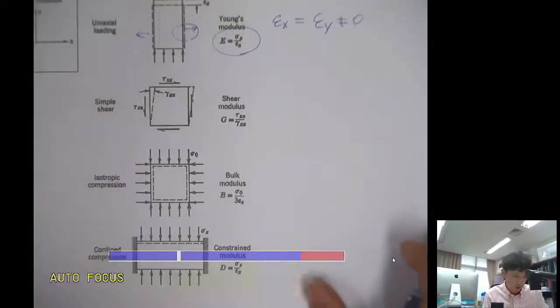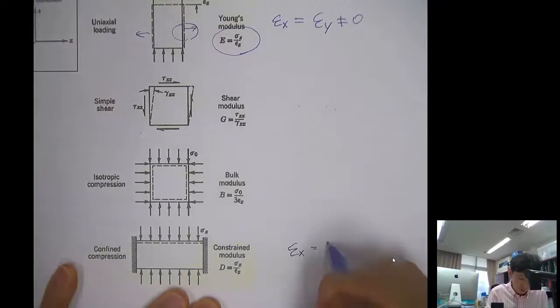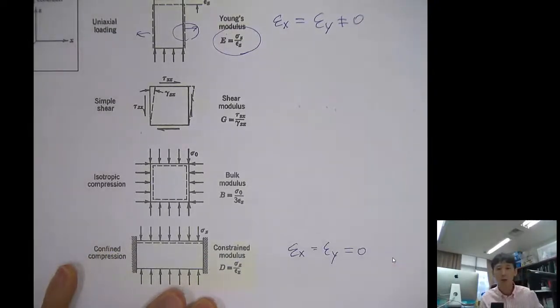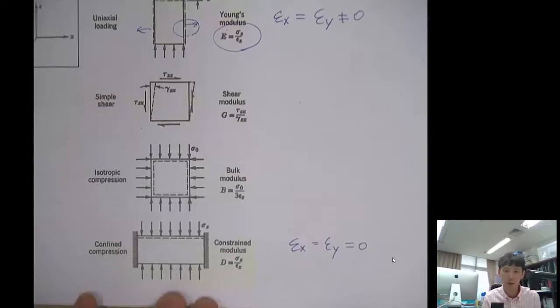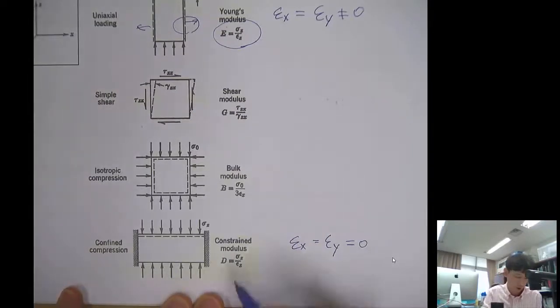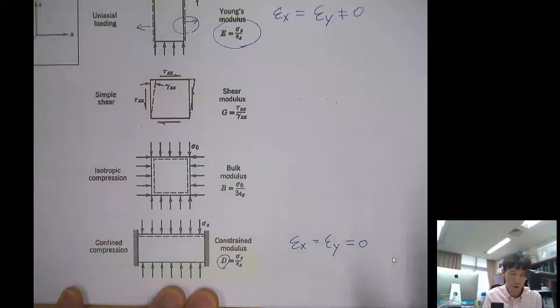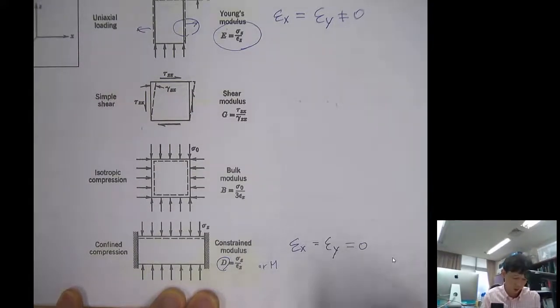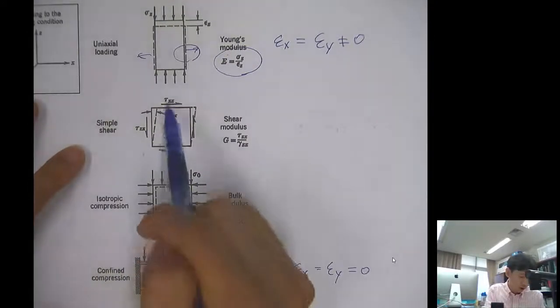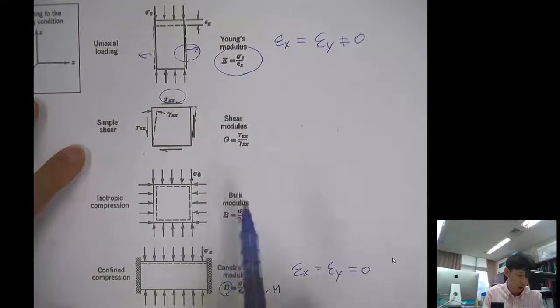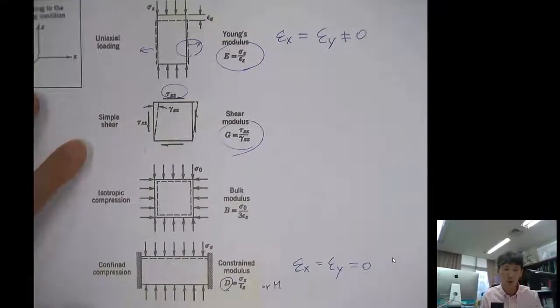On the other hand, if the lateral deformation epsilon x, epsilon y is confined, so if it's 0, so it doesn't allow any lateral deformation, then the constraint modulus can correlate the sigma z and epsilon z. And here they used D. Sometimes people use M or D. So this is the case where we apply the oedometric loading. Simple shear, when you apply the shear stress like this, tau zx, then the shear modulus can correlate.